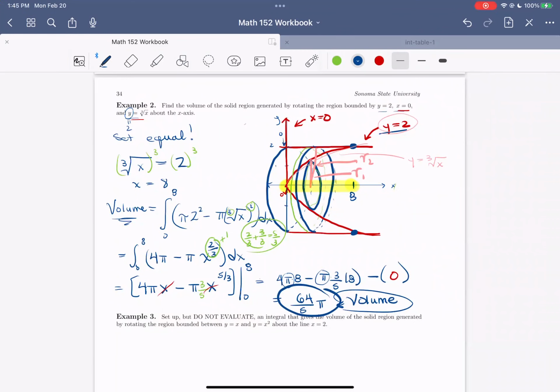All right, nice work going through this example. Please feel free to rewatch this video, go over it again, maybe do it on your own. Make sure you're feeling really comfortable with the method that we're looking at here.